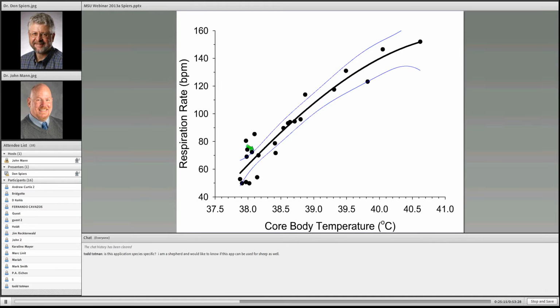And by the way, John, with that question on the respiration rate, you can see here we have pretty much normal body temperature here. Body temperature starts to increase when the respiration rate starts to go above 80 or 90 on this chart.